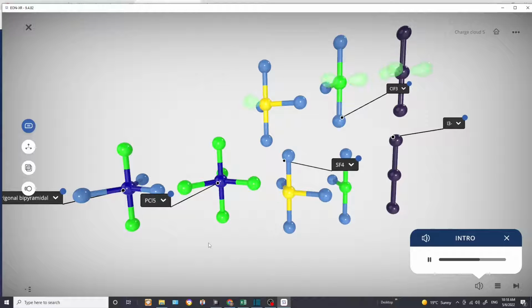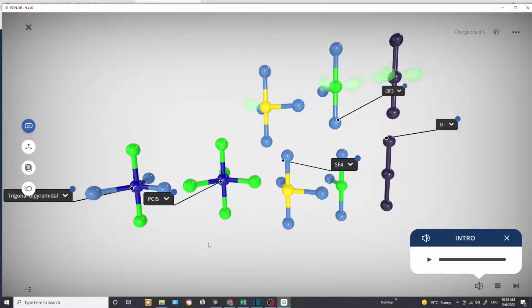The molecular geometries differ because we cannot see the lone pairs. The molecular geometries are trigonal bipyramidal, or seesaw, or T-shaped, or linear. So you can see the molecular geometries vary, even though the electronic geometries are all the same. All the electronic geometries are considered to be trigonal bipyramidal.